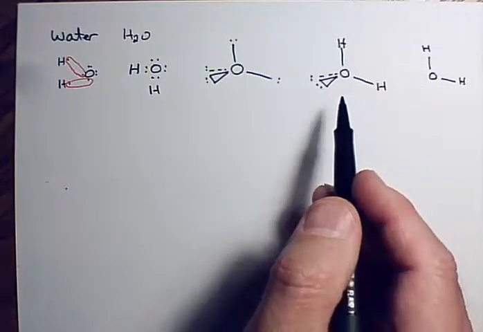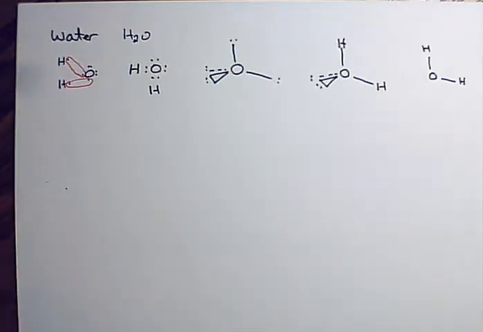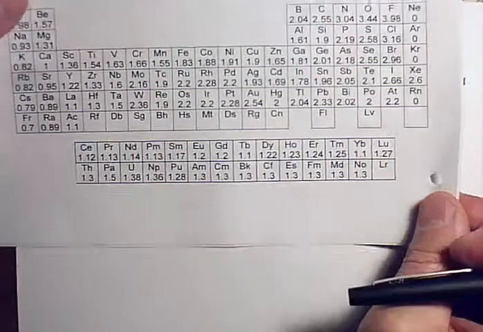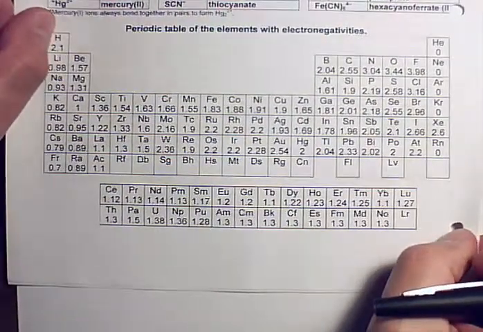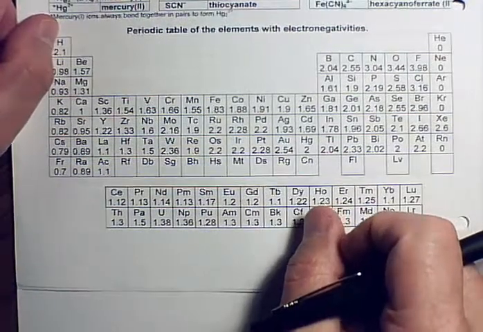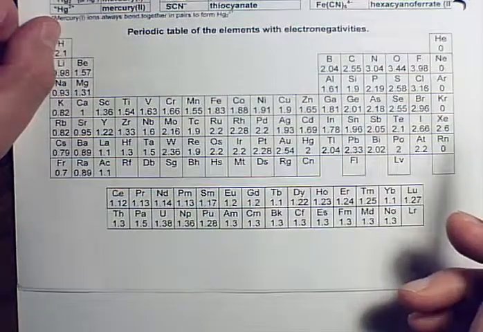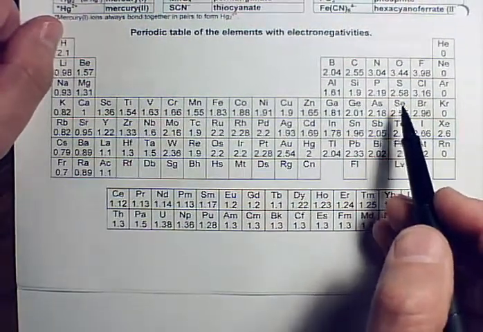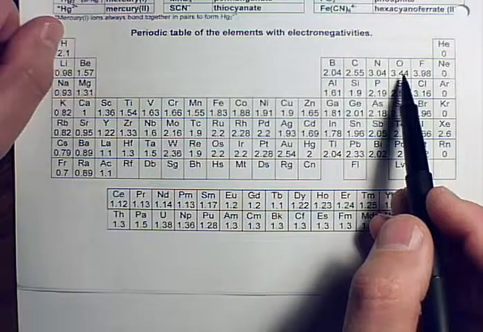Now to do that, we need a reference in your test references called the periodic table of electronegativities. So find in your test references your periodic table of electronegativities. All right, now what we're going to look for are the numbers that are given for electronegativity.